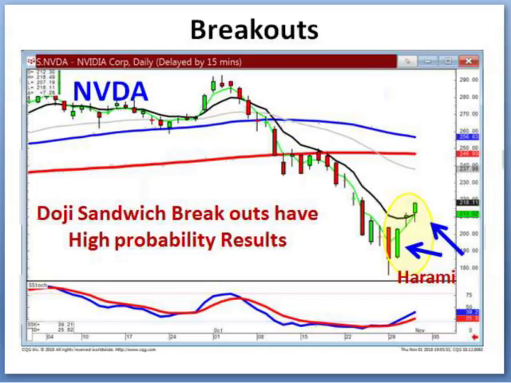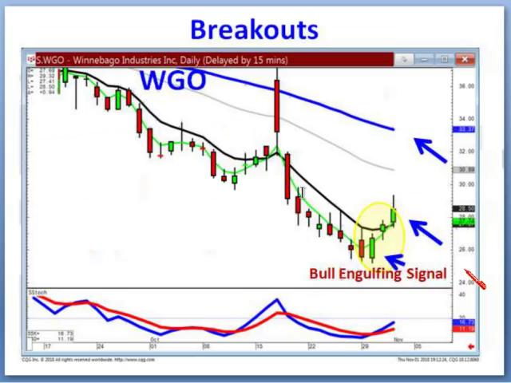So this allows for identifying Winnebago. We shorted Winnebago because of this big bearish belt hold. Got down here, now we have a bullish engulfing signal. It's a good time to cover the short position. Then you had your doji sandwich right here. Where's your next likely target? Back up here. Why? Because the probabilities say this is where the buying started, and you were right here at the bottom of this support level.